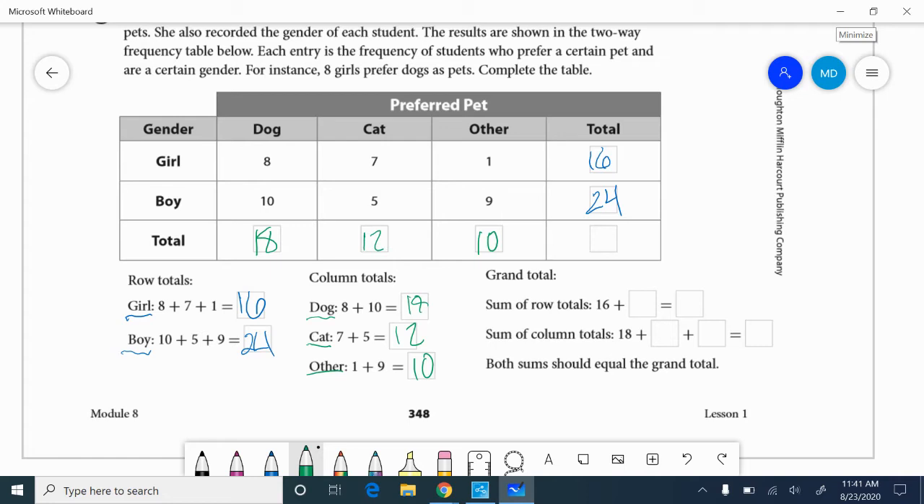Okay, so I have all the totals filled out, but the grand total, so we want to make sure we get the same number for the grand total. So if we do the sum of the row totals, that's 16 plus 24, which adds up to 40. All right, and before I write that in, I want to make sure I get 40 here as well. So sum of the column totals 18, 12, and 10. Well, that also adds up to 40. Okay, I have to make sure that those are the same number, which is great. So I'm going to put 40 here.